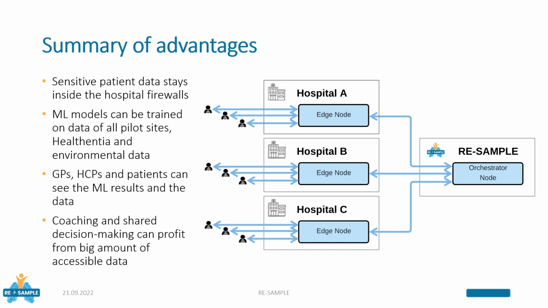In the diagram on the right, you can once again see the Edge node setup, with an Edge node at each hospital and only one orchestrator that manages the computation of the machine learning results based on all data. The advantages are that the patient data never leaves the respective hospital, that the machine learning models can be trained on all data that is collected, that the clinicians and the general practitioners can still see all the necessary data and the machine learning results, and that the coaching and shared decision making can profit from the big amount of accessible data.